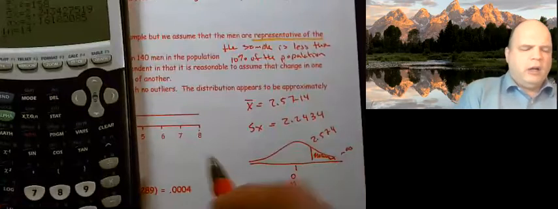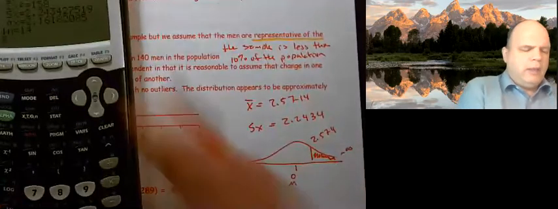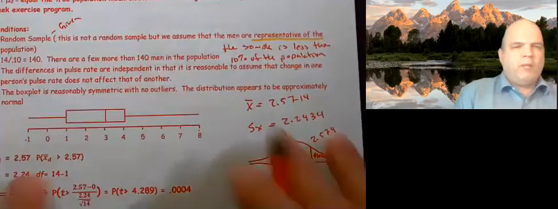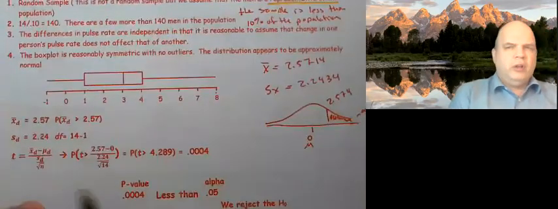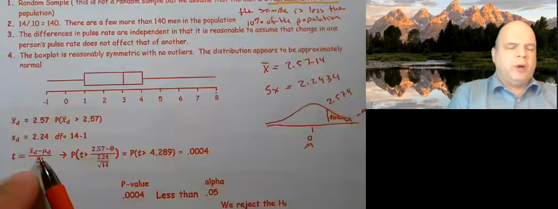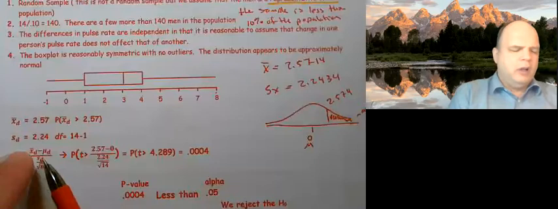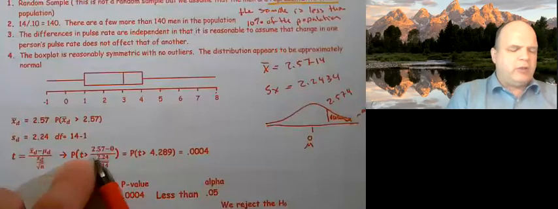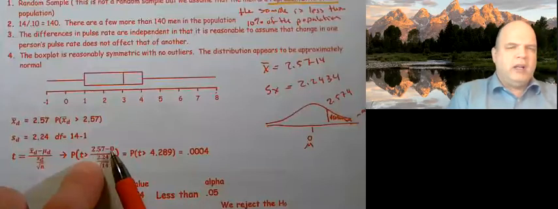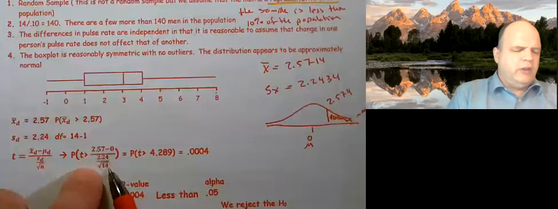All right. Our equation is just t equals x bar minus mu, over s over the square root of n. We just drop some d's on it. And we have the probability that t is greater than our 2.57. That was our sample mean minus our hypothesized mean, divided by the standard deviation over the square root of the sample size.